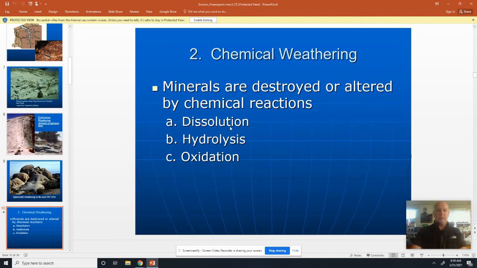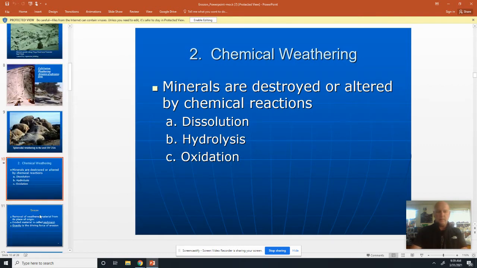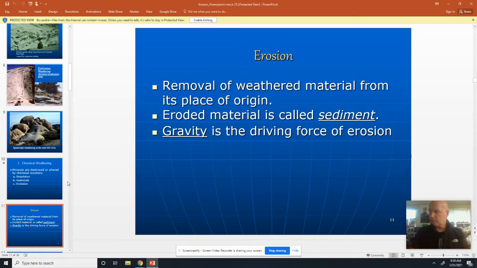Here's chemical weathering. So you have 3 different types of chemical weathering: dissolution, hydrolysis, oxidation. So the reason we're going through this PowerPoint right now is because I want you on your PowerPoint presentation to go through this PowerPoint, and I want you to look through each slide and try to determine what happened to our local landslide behind the activity center.